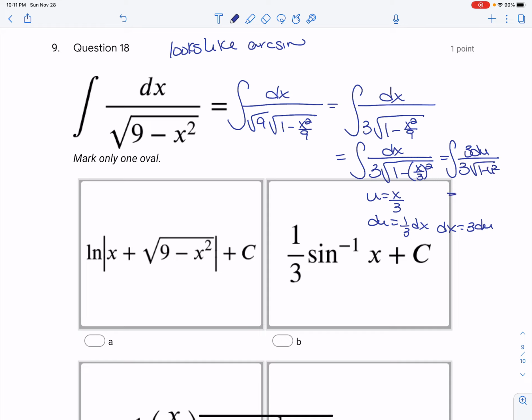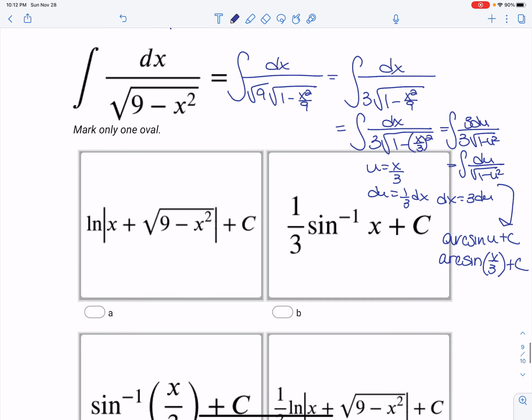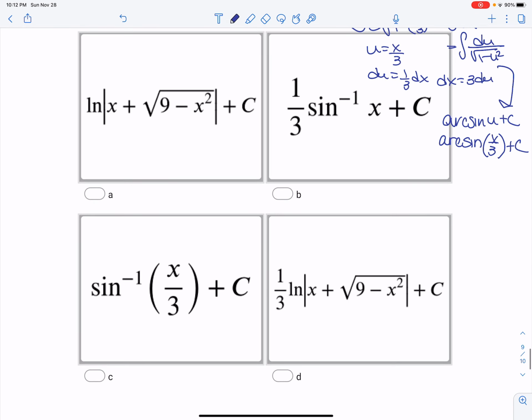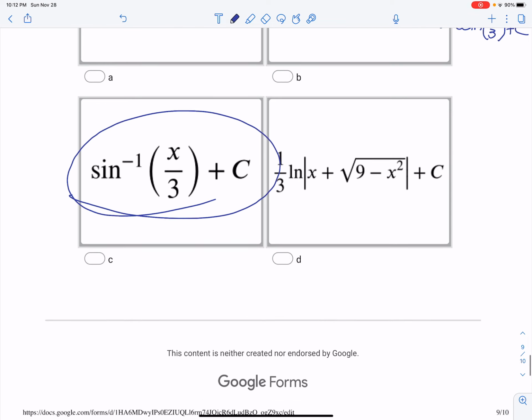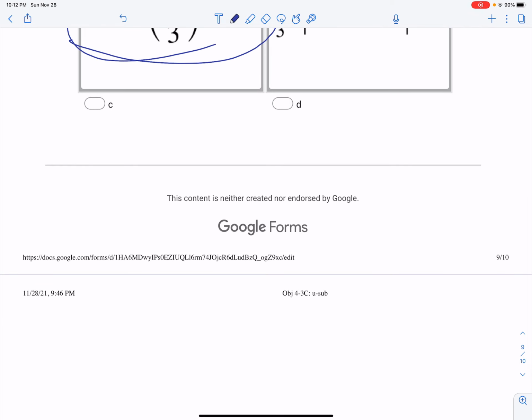My 3's cancel out, so I'm left with a du over root 1 minus u squared, which is the arc sine of u plus c. And my u is x over 3. And arc sine is the same thing as sine inverse, so that is this guy here, okay? And that is it for this section. So you can go ahead and write this out for your grade scope as well.